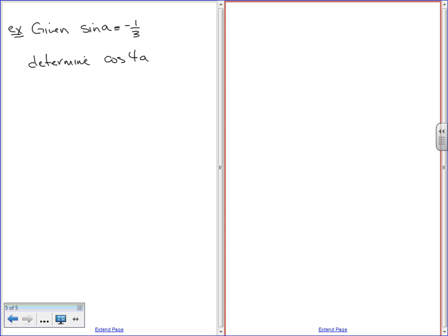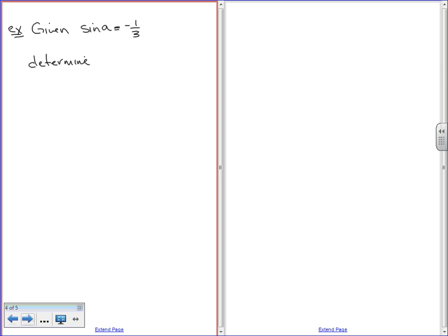And again, determine the exact value of the cosine. So in this one here, there's no diagrams to draw because they didn't give us any information about angle A. We have no idea where it is. The only thing we do know is it's going to be in either quadrant 3 or quadrant 4, because that's the only place where sine has a negative ratio. Okay. How do you think we do this question?